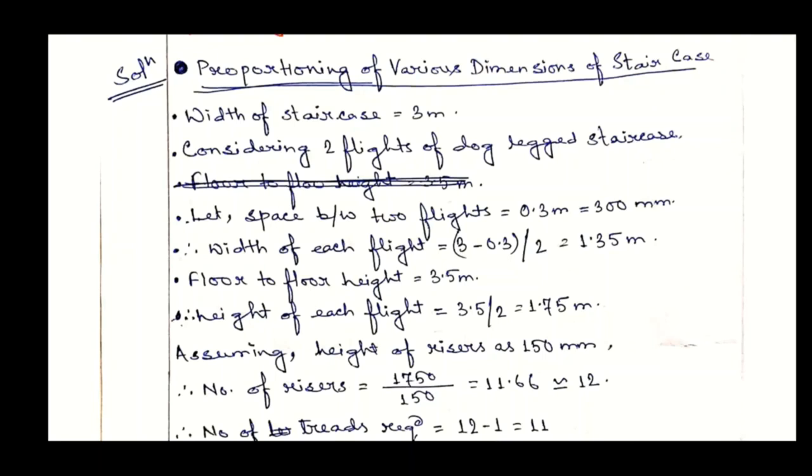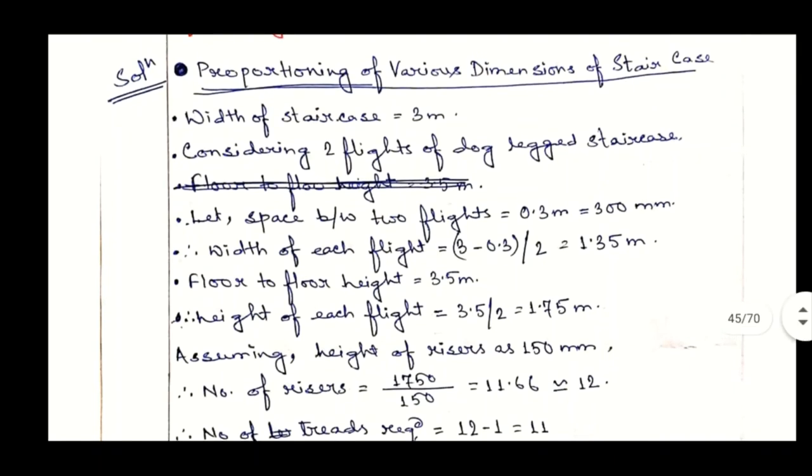Considering two flights of a dogleg staircase, for a floor we have to definitely consider two flights for a dogleg staircase, right? Let the space between two flights be 0.3 meter or 300 mm. We can assume that, as data is not given in the question, but we can assume this as 300 mm or slightly less than that. But in this problem, I am assuming the space between two flights is 300 mm.